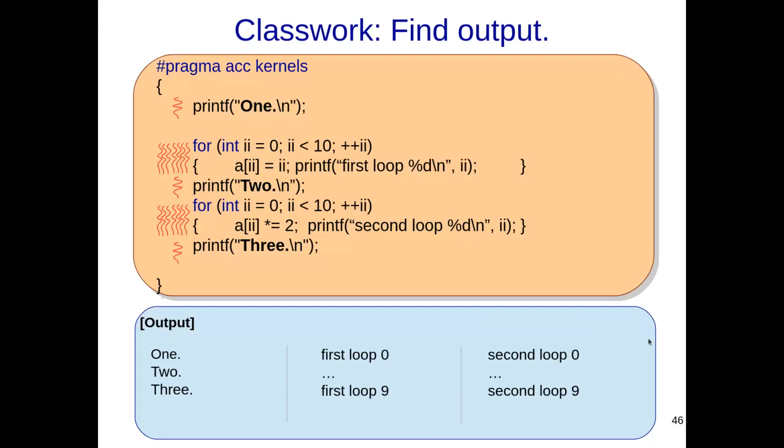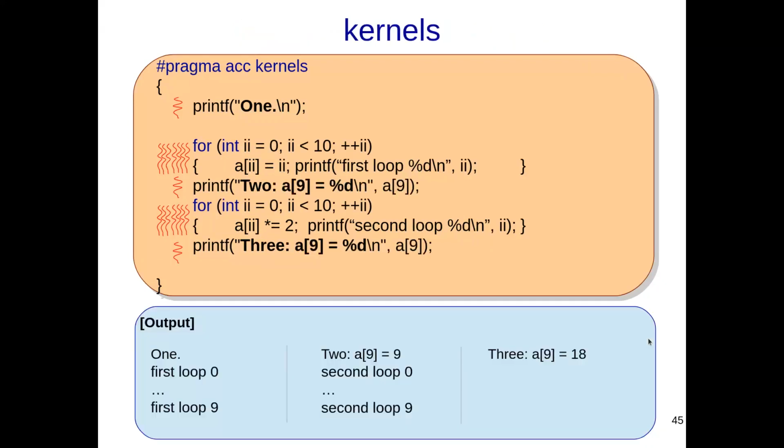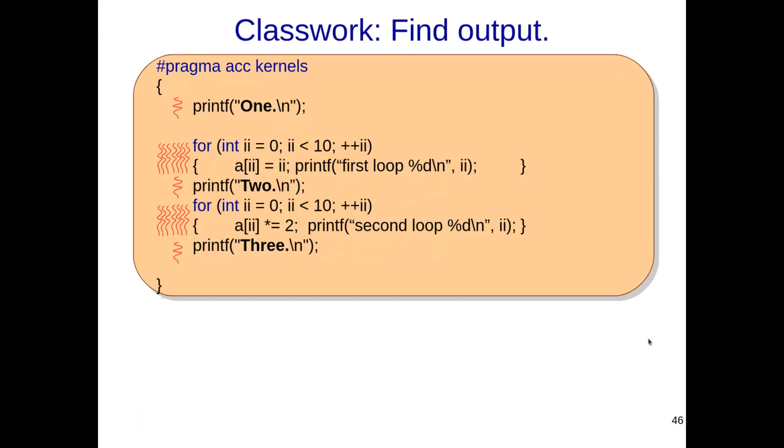Similarly, 3 will not get printed before any of the second loop, because 3 was also getting printed in the previous case, on the GPU as a single threaded sequential kernel. What is happening now is that, because that A of 9 dependency is not there, the compiler feels that I am running this for loop on the GPU, but that printf 2 doesn't have any dependence on it, so let me give that work to the CPU. What is the CPU doing? It printed 1, then it invoked the kernel corresponding to the first loop, and then it moved ahead. Now it finds printf 2, so the CPU will just print it.